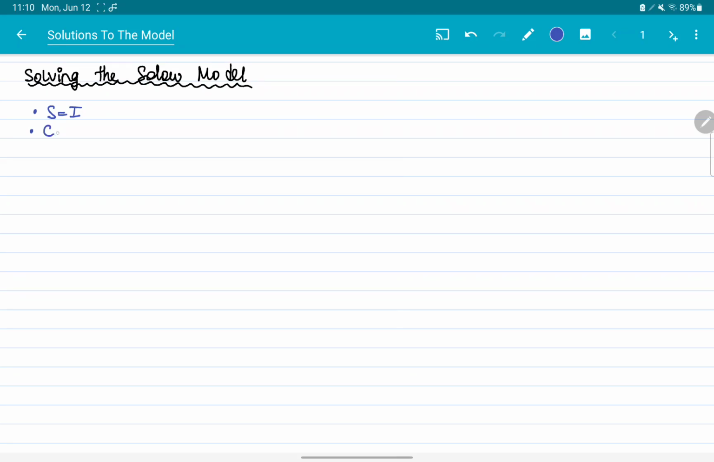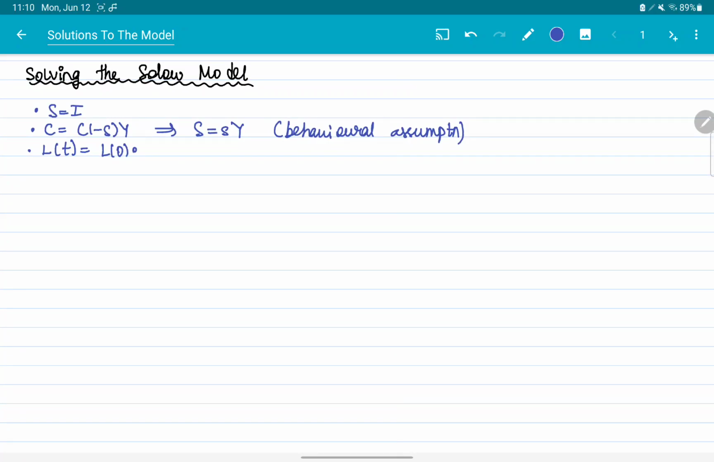Secondly, consumption in the economy is given by this, which implies savings is given by this. This is a behavioral assumption on consumers, which is of course a very Keynesian assumption. The consumption function here looks just like the Keynesian function, except the autonomous part is stripped out. Lastly, labor force evolves in this manner, which implies that L dot over L is equal to n.